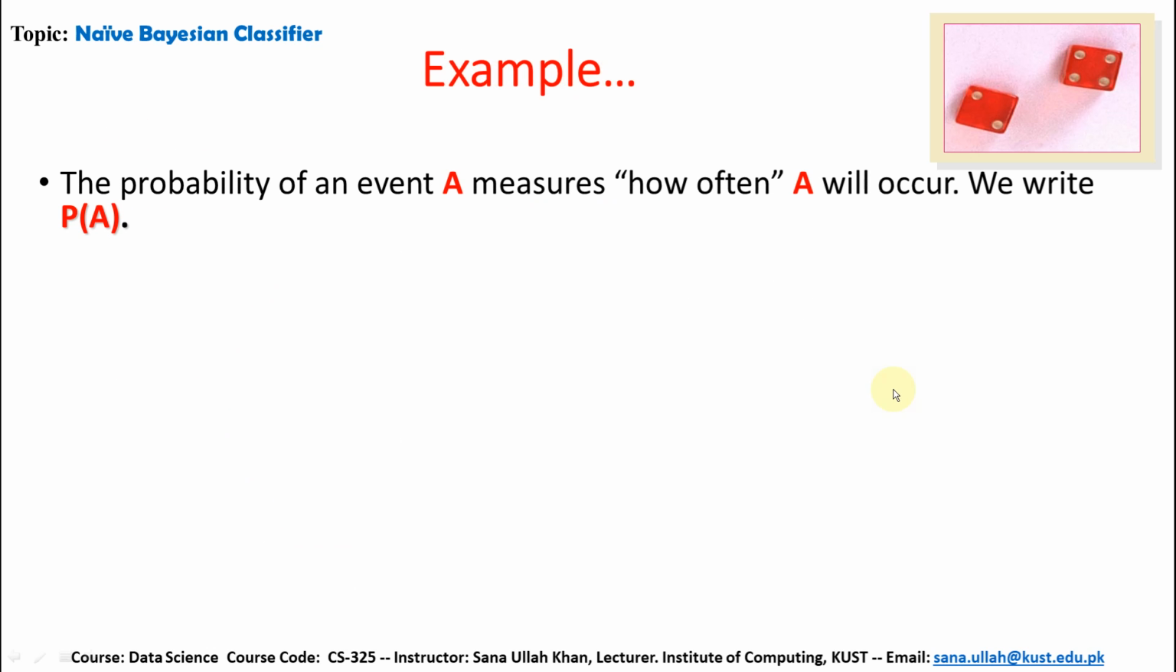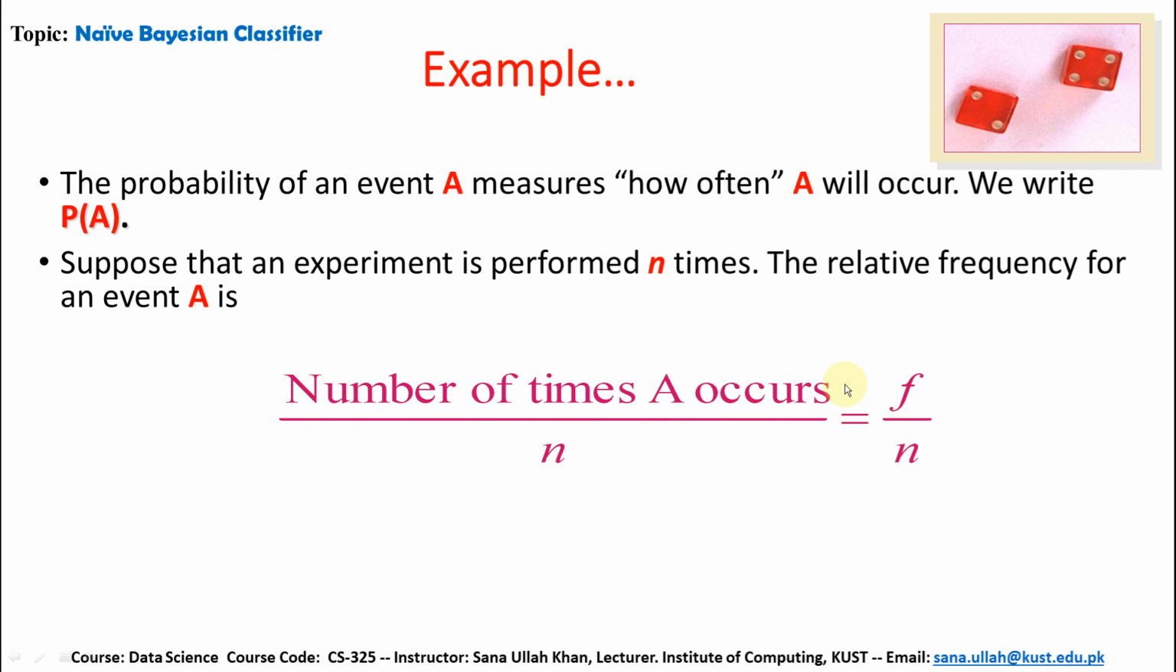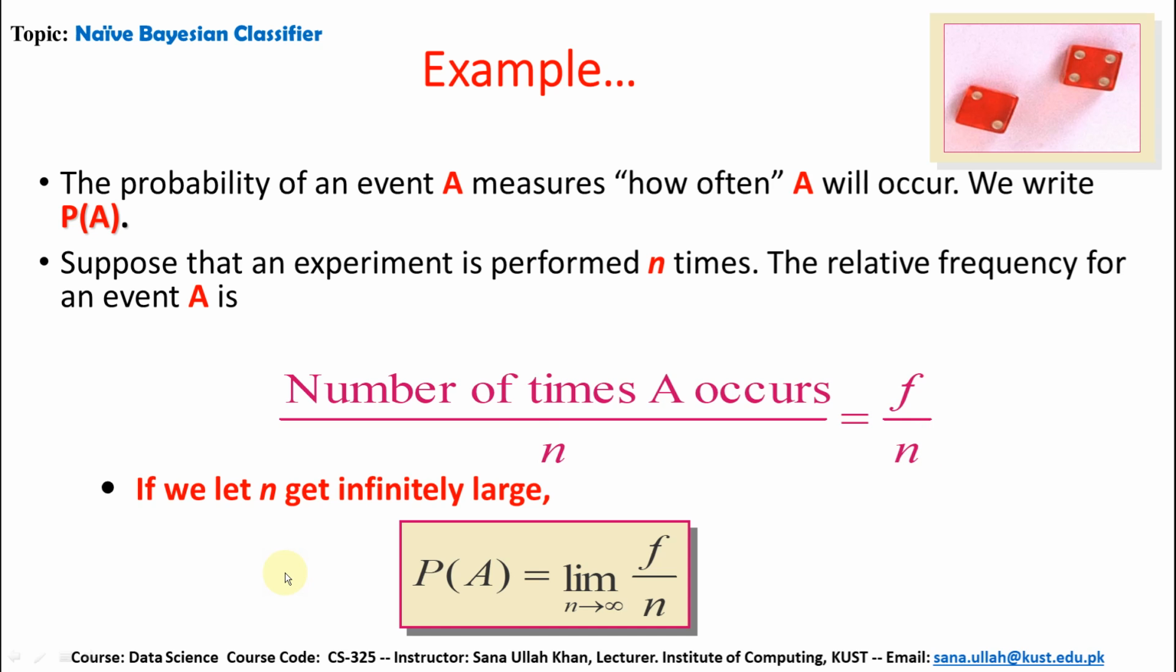The probability of an event A measures how often A will occur. We write probability of A. Suppose that an experiment is performed n times. The relative frequency for an event A is the number of times A occurs divided by the total number n, so equal to F divided by n. If we let n get infinitely large, then we use the term probability of A equals the limit as n tends to infinity of F divided by n.